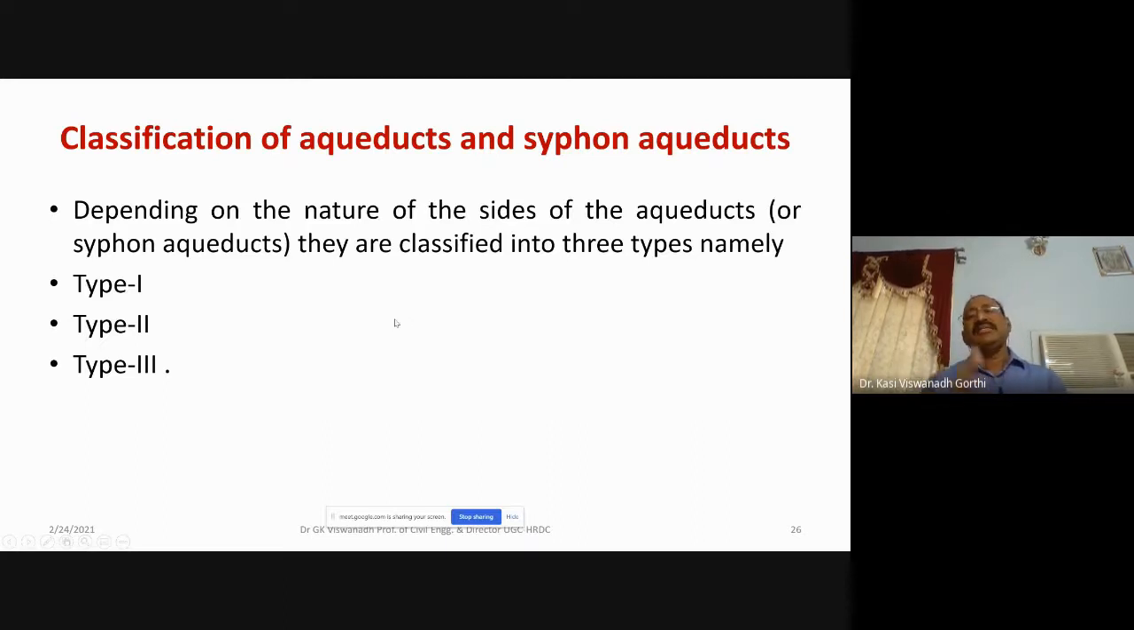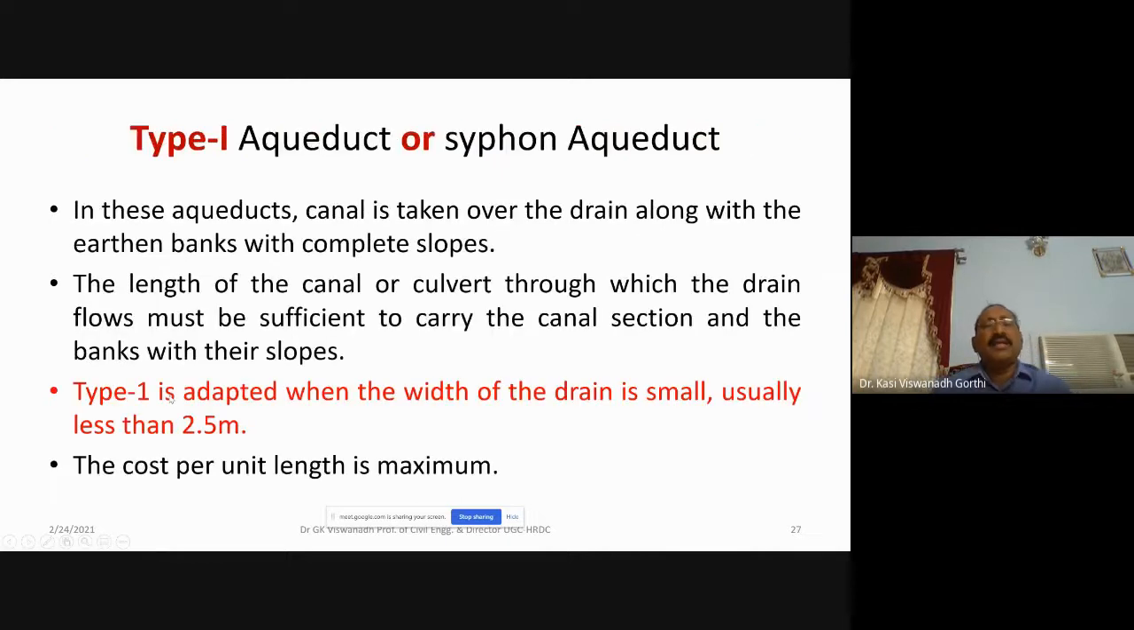Further, aqueducts and siphon aqueducts can also be classified depending on the nature of the sites. They are classified into three types: type 1, type 2, and type 3 aqueducts. What are these type 1, type 2, type 3? Let us see. Type 1 aqueduct or type 1 siphon aqueduct. Please note here, this R doesn't mean it is aqueduct or siphon aqueduct. No, it is not like that.